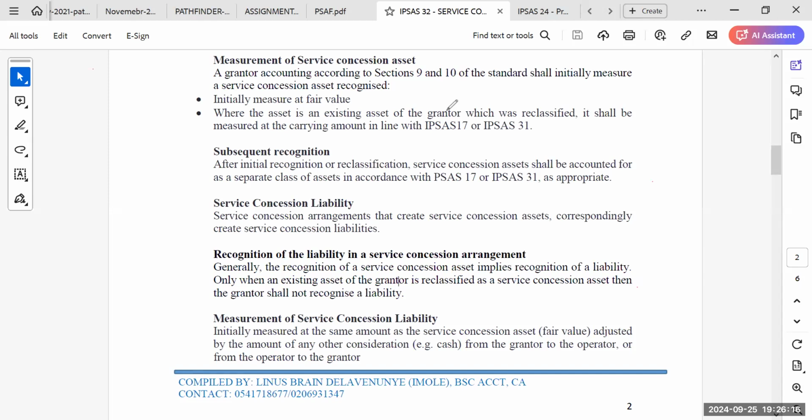For a service concession asset, the government should control or regulate the use of the asset, and they should also control the asset through ownership or a beneficiary entitlement, or a significant residual value in the asset. Those are the two criteria. There's no issue of economic benefit, because the government is not using the asset for administrative purposes.